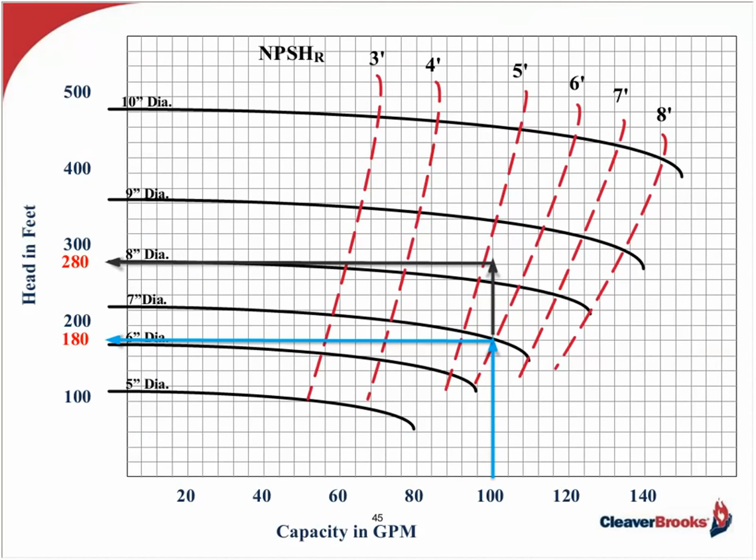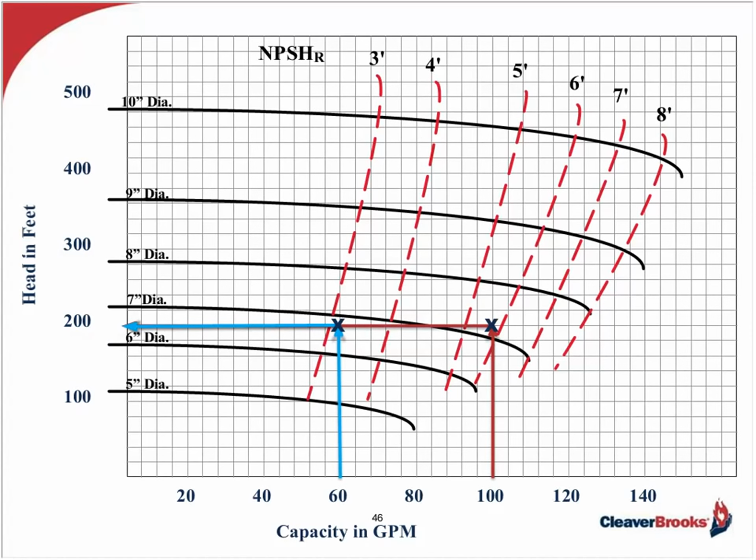We could have decided to lower the operating pressure of the boiler because we wanted to save energy, and that will save energy. But notice on the curve where our NPSHR went from 5 feet at 280 feet TDH to 6 feet at the reduced pressure of 180 feet. This could cause cavitation and pump failure.